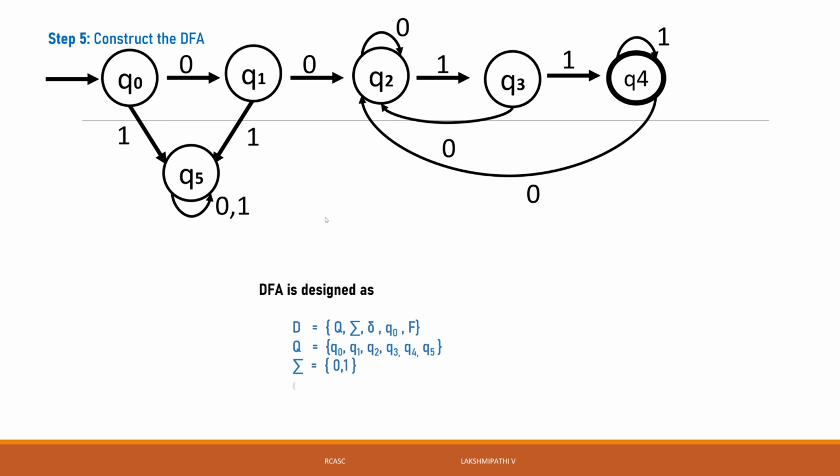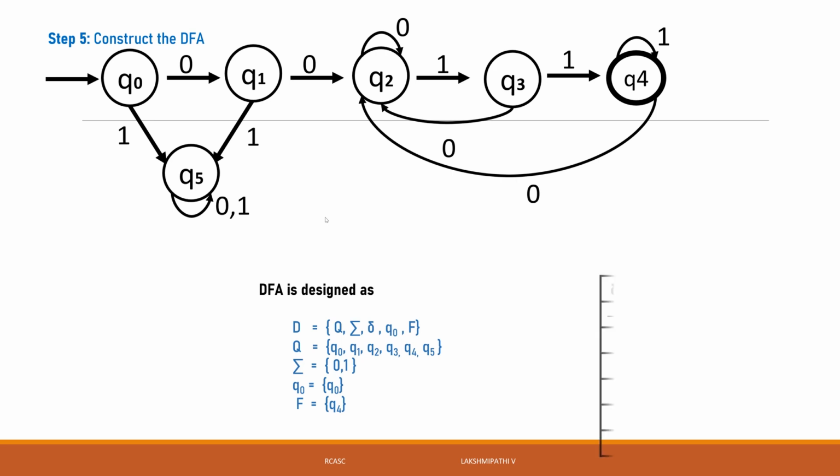Then Q naught is the starting state. It is always only one state, that is Q0, the starting state. Then F is the final state. Here also there is a bolded circle. That state belongs to the final states, that is Q4 is the final state.